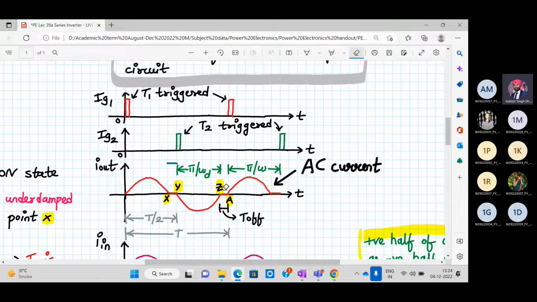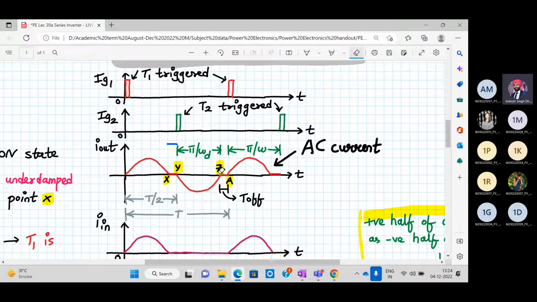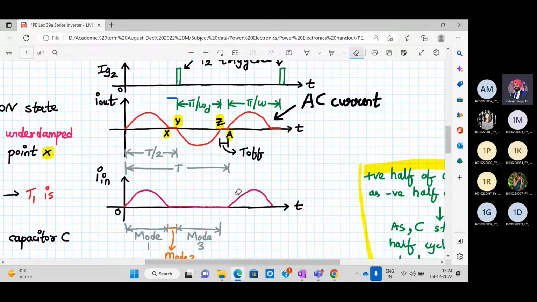Why don't we turn on T1 immediately? Because every SCR will take some time, let's say t_q time, to turn off. And the t_q time might be in microseconds, but still it will require some time. So you should never immediately trigger the next SCR. There should always be some dead band period where the current is 0. So again from Z to A, none of the SCRs are conducting, the current is 0, and your input current is also 0.